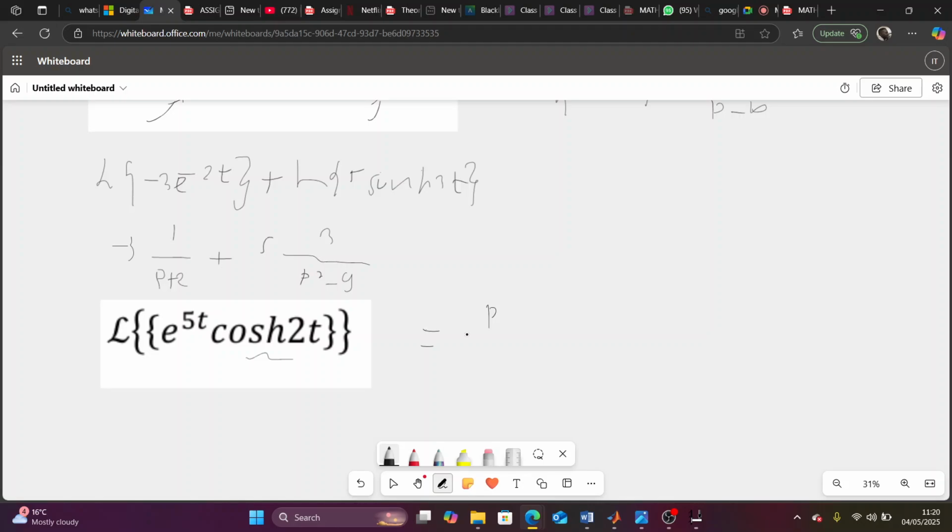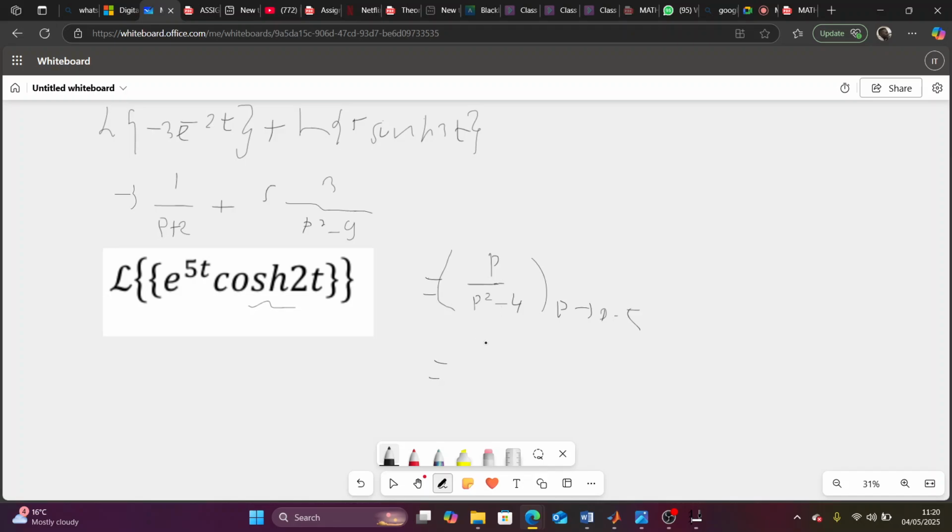So it's p over p squared minus a squared. A squared here is 4, right? So you have something like this. Now you substitute p to be p minus 5. So p minus this one here. It means you will now come here and substitute where there is p. Where there is p, you have p minus 5, squared, minus 4.